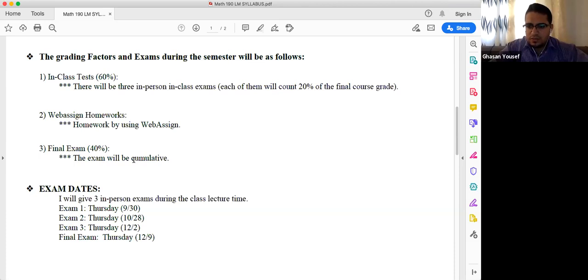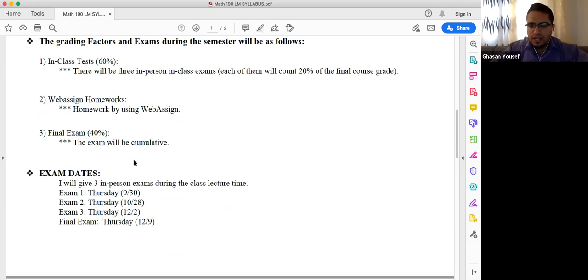Yes, other teachers are also using WebAssign. Can I use the same account for other classes as well? If you already have an account in WebAssign and you used WebAssign before, yes, you can use the same account. No, you don't have to create another account. You have to sign up in my class. I'm going to explain how you can. If you already have an account in WebAssign, you just have to sign up in my class. I'm going to explain that down.